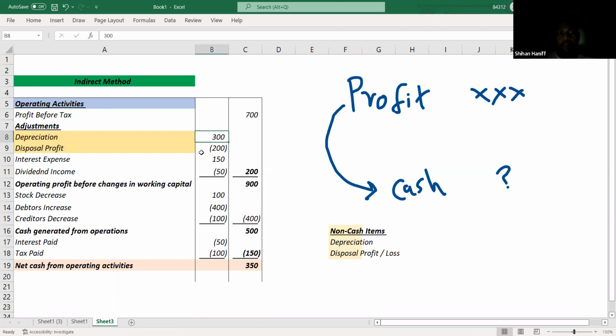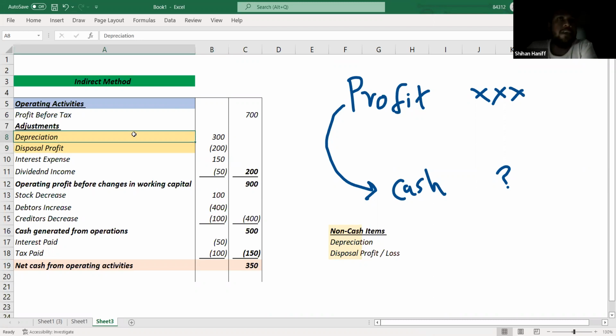Okay. So if it is depreciation, we will add it, because when you are calculating the profit, you have deducted the depreciation. If you want to convert the profit into cash, the deducted depreciation should be added back. Then if you have a loss, it will be added, and if it is a profit, you have to deduct it.